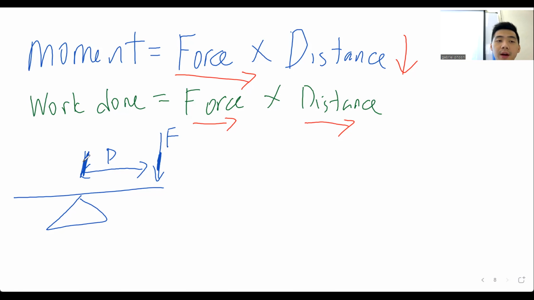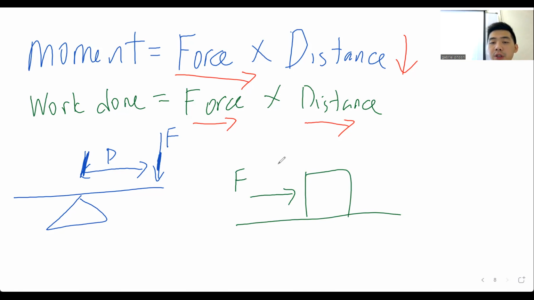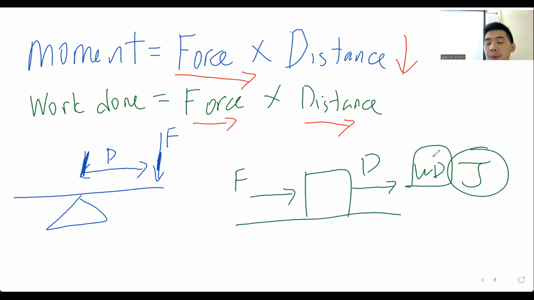Whereas for work done, guys, the force and distance must be parallel. For example, if I apply a force onto this brick or block or whatever, and this block travels a certain distance, then yes, if they are both parallel, the work done will be there, and you'll be measuring work done in joules, right? Moments is going to be in Newton meters, guys. Moment is Newton meter, work done is in joules, right?